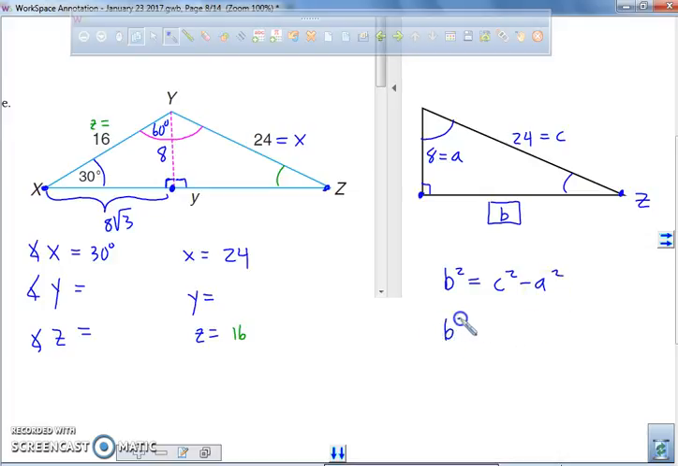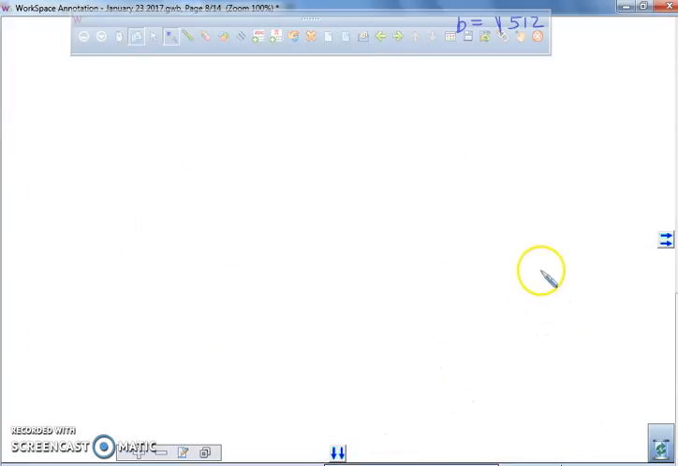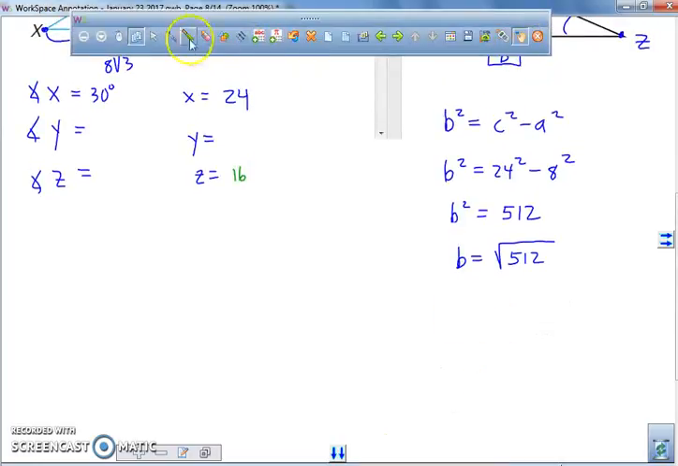So we're going to be left with 24 squared minus 8 squared. And if you had a graphing calculator and you plug that whole thing in, you would get the number 512. But b is not equal to 512. b is equal to the square root of 512. Now, you can actually simplify this radical.